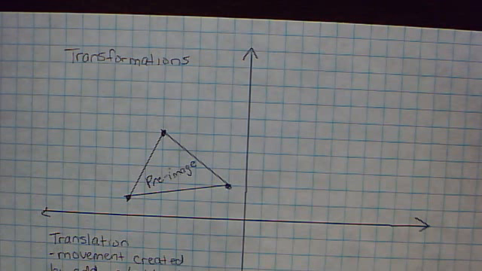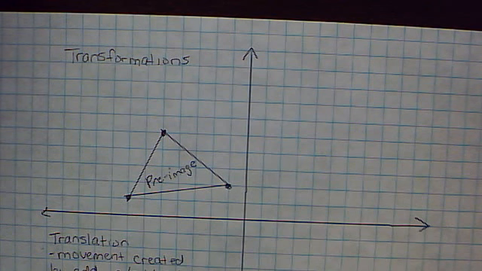In this section we're talking about transformations. We're going to be talking about three main transformations here: the transformation of translation, reflection, and dilation. These transformations can be done by transforming a single point or a set of points that can create a figure. So right now we're just going to be looking at a triangle.